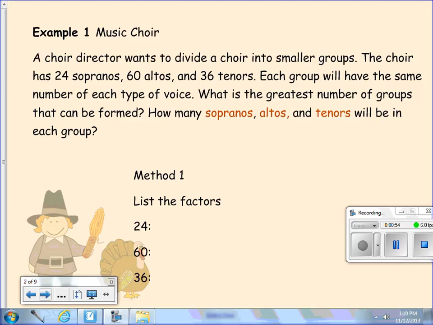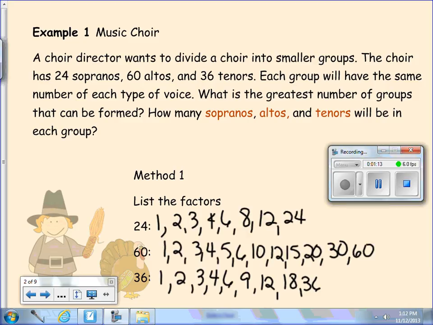I'm going to teach you two methods in order to solve a problem like this. Our first method is we're going to list the factors. I'd like to ask you to list the factors for 24, 60, and 36. I'm going to pause the video. We're going to come back and check your work.